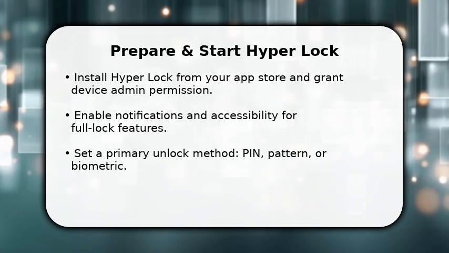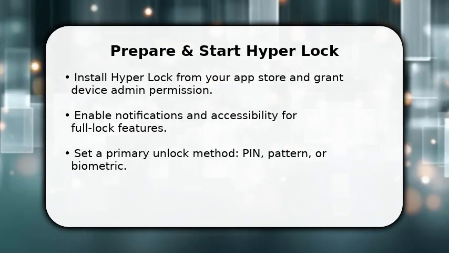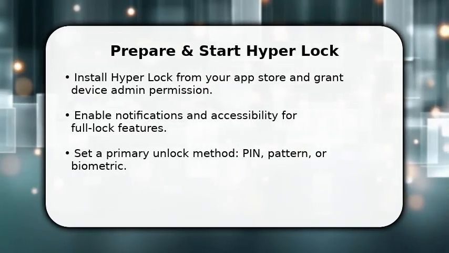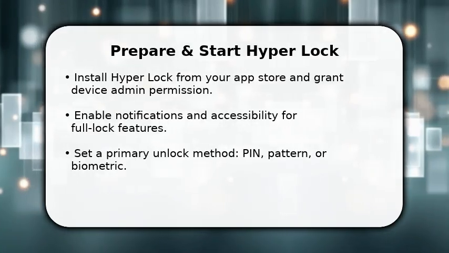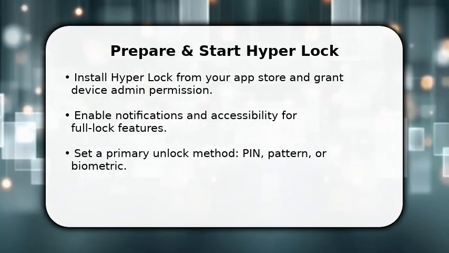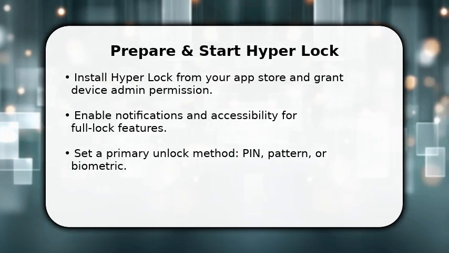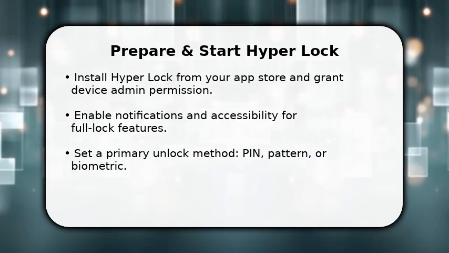Set your primary unlock: PIN, pattern, or biometric, and choose whether to allow fallback methods. Make sure to confirm device admin when prompted, because without it, HyperLock can't enforce secure lock behavior. Now move to configuring modes and schedules.